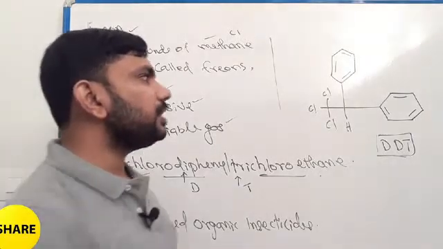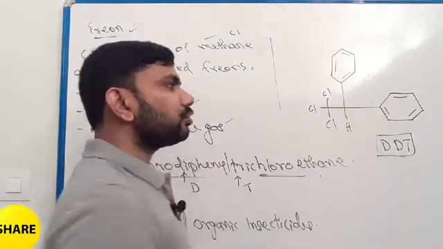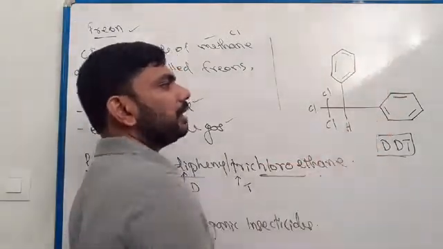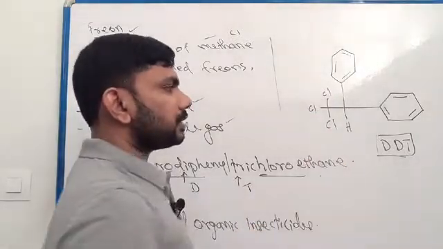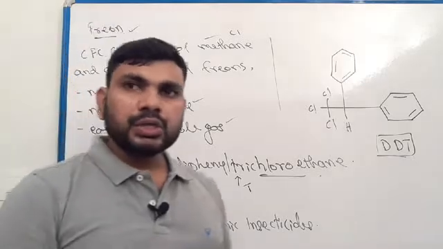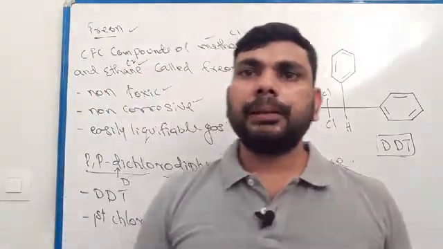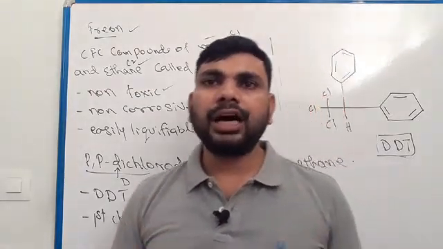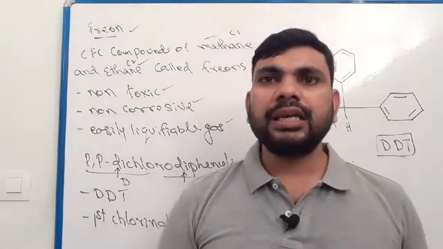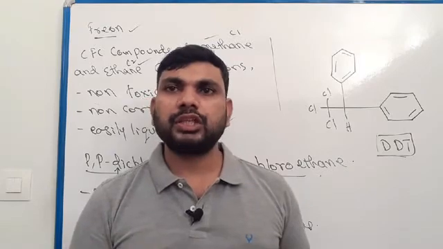Remember the structure of DDT. If you are asked, you have to identify the structure of DDT. There are two benzene rings and three chlorine atoms. Clear? So these are the important compounds we have to remember in polyhalogen compounds. You can review the video once again, and these are the important points in this chapter.